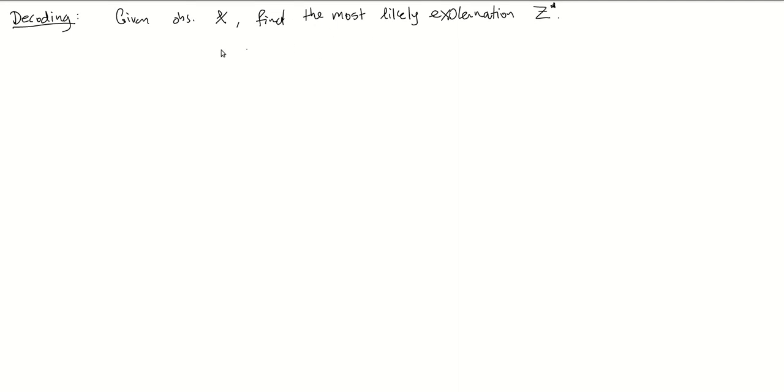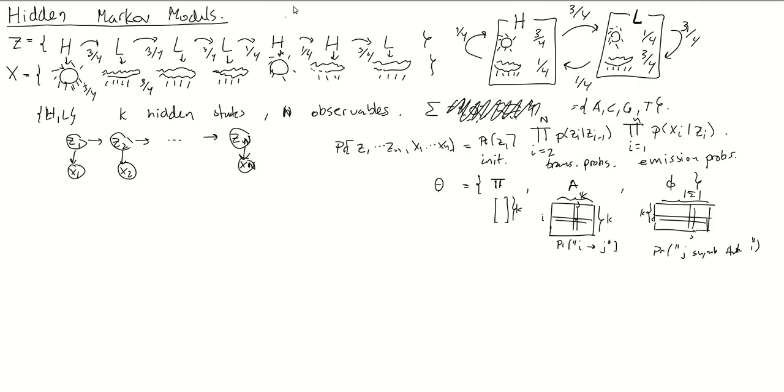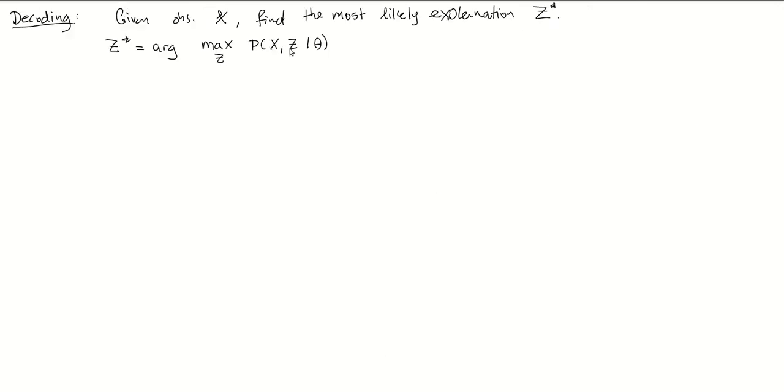To be a bit more formal, I'll call this Z star. What I really want is for Z star to be the argument that maximizes over Z the probability of X and Z given theta. Theta, if we go back a bit, is our model. I just want the Z that maximizes the probability.